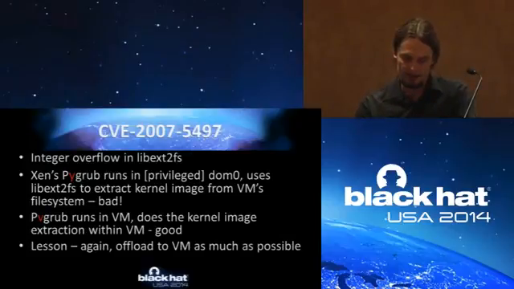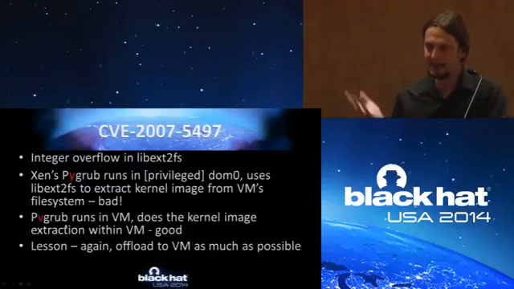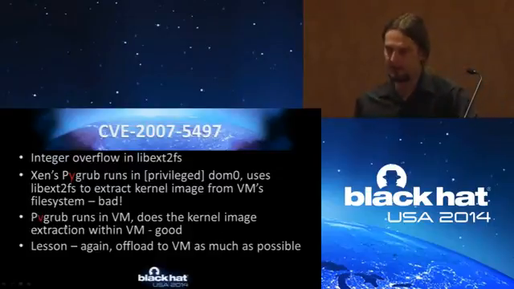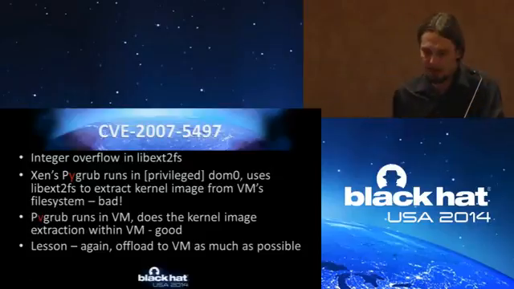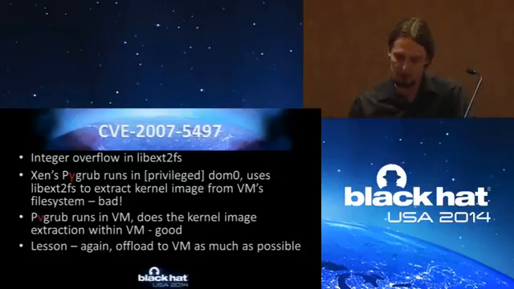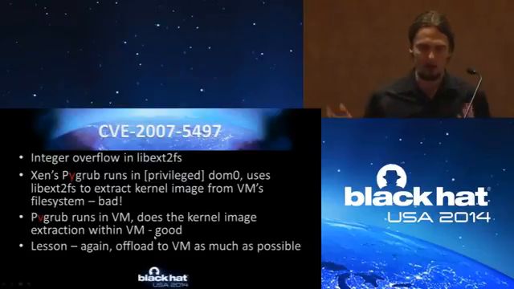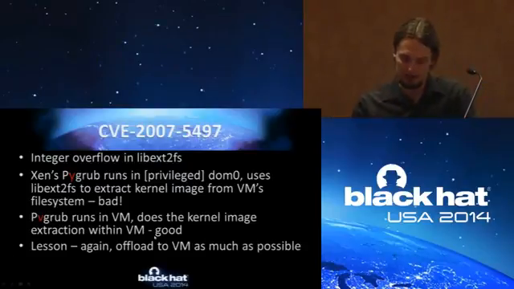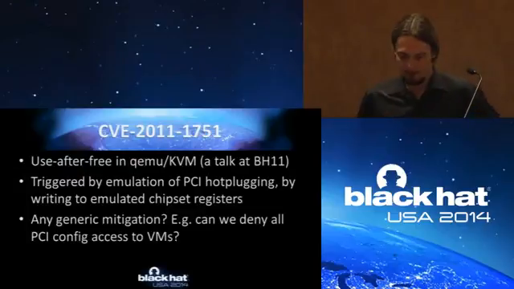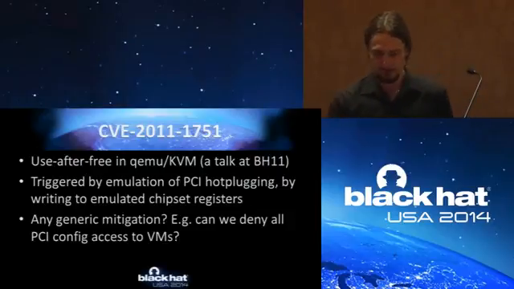And the solution is to use a different program named pvgrub that does exactly the same, but it runs entirely in the VM. So if it runs in a VM, if it's compromised, then you don't lose much. So again, this is a very powerful technique, if you can offload anything you can to the VM. Another example, a use after free vulnerability in QEMU KVM. There was a talk at Black Hat 2011 about that.